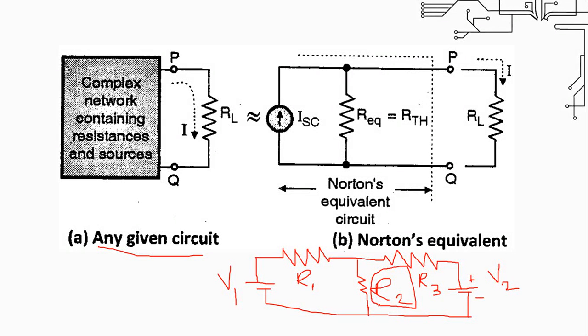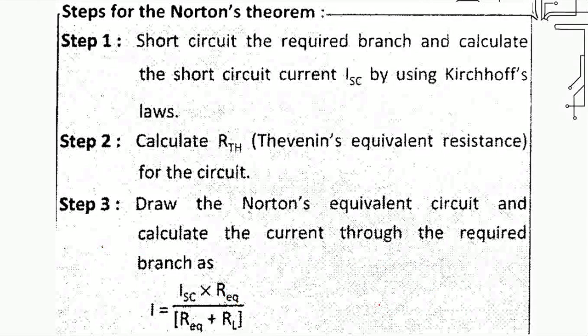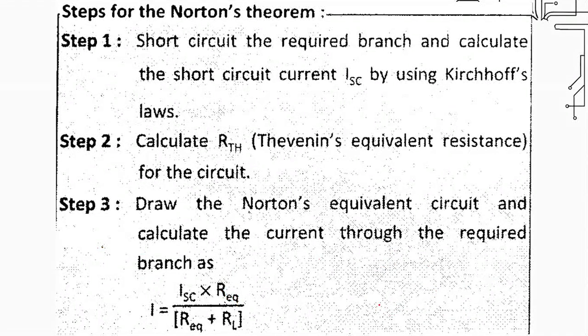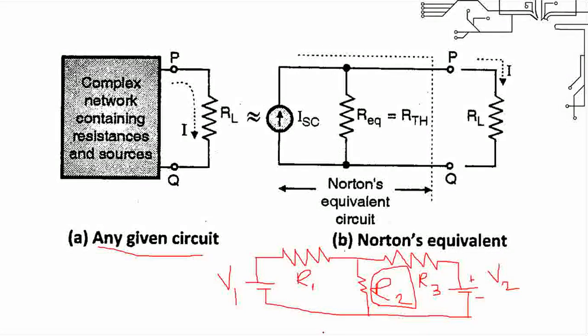using Norton's theorem. So how do we find the current flowing through the R2 resistance? For this we are going to see first of all the steps for solving the given circuit using Norton's theorem. Your first step is: short circuit the required branch and calculate the short circuit current ISC by using Kirchhoff's law. That means if you are going to calculate the current through R2, first of all we have to short circuit this.